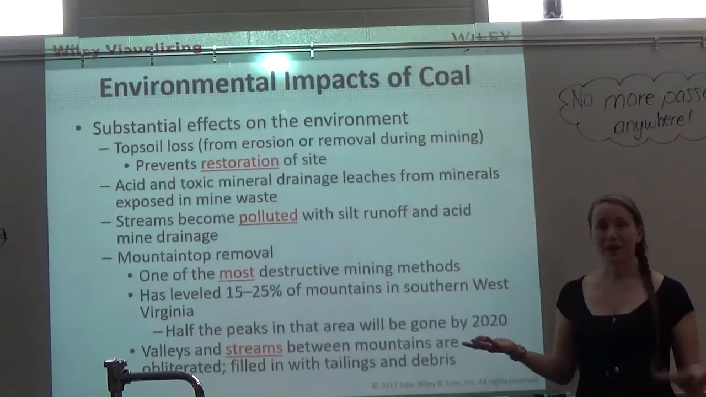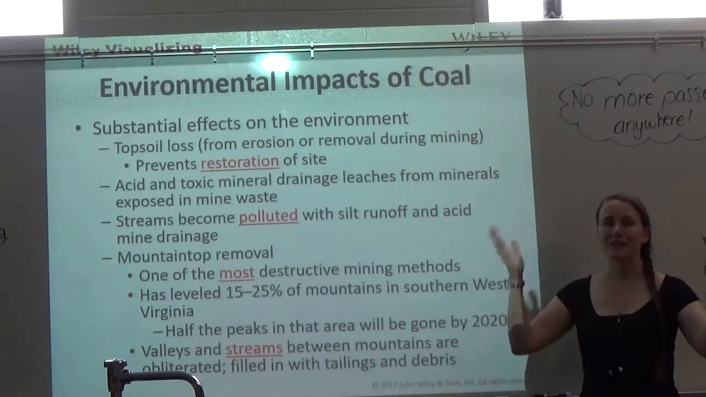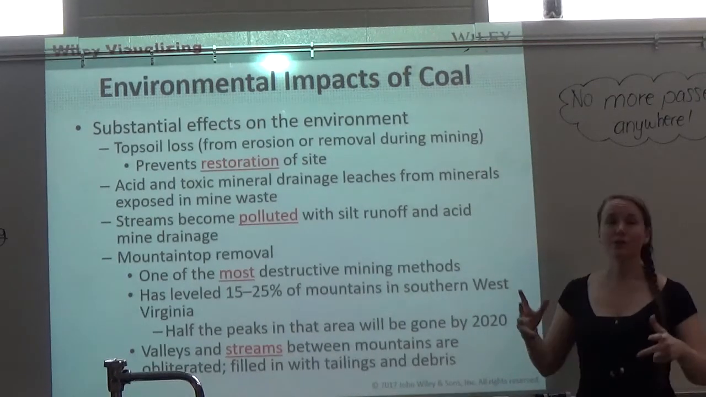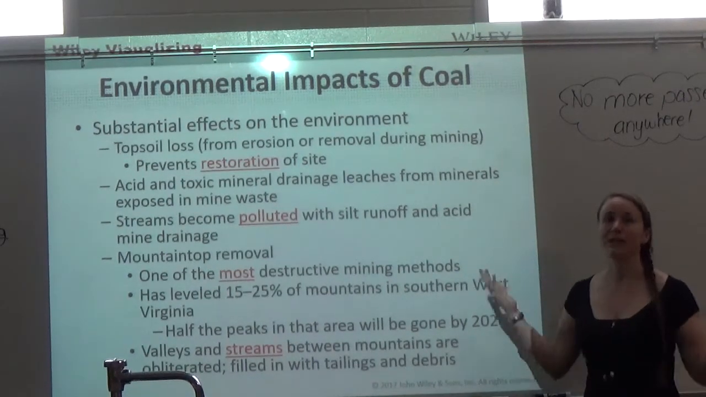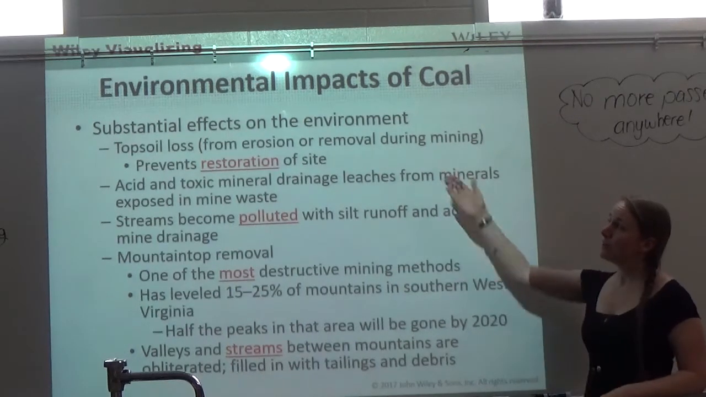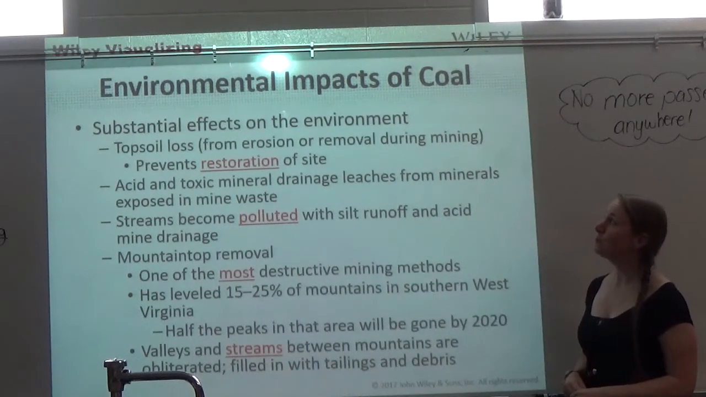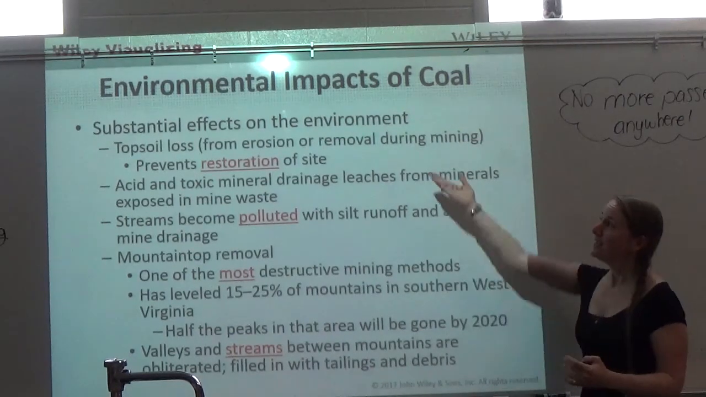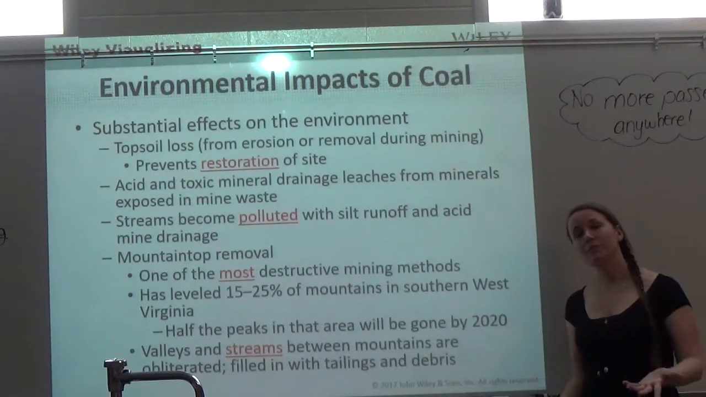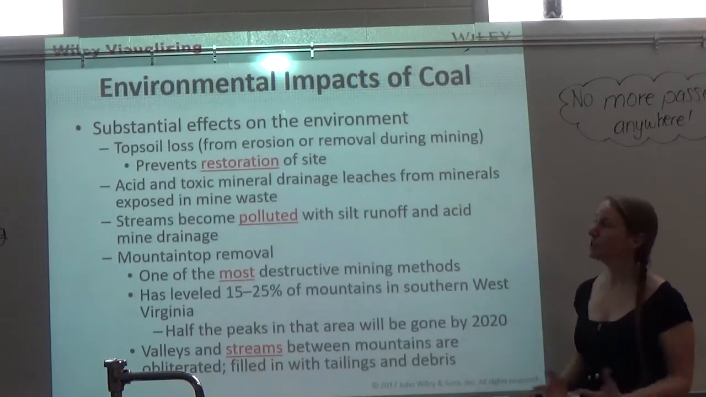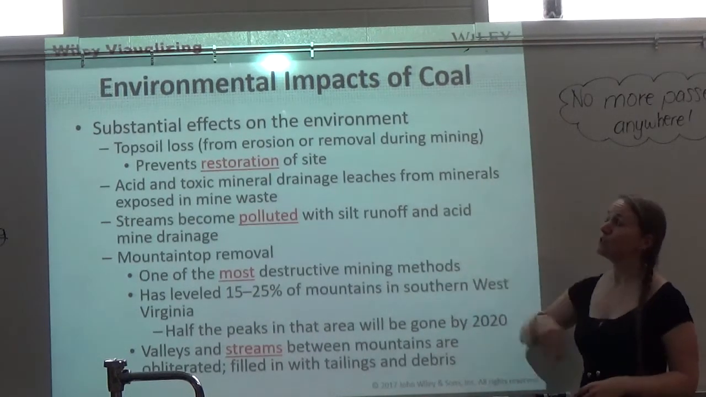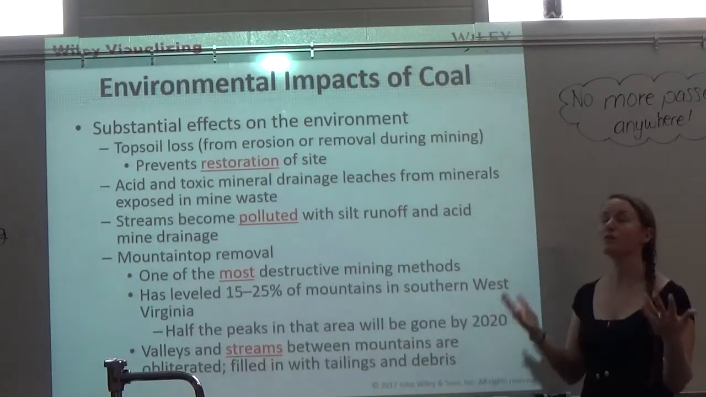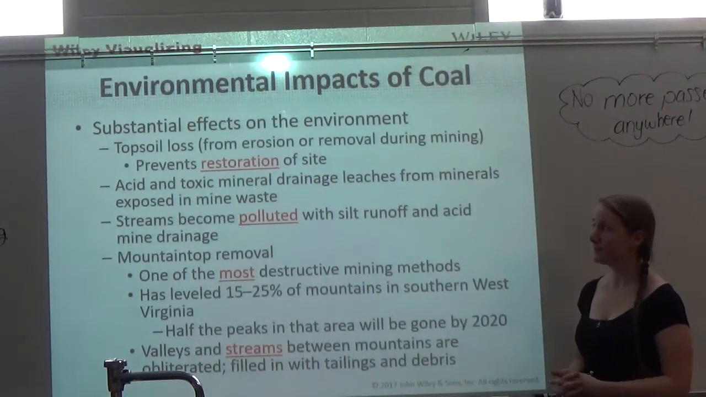So what are some environmental impacts of coal? Oh my gosh, there's a lot. So, substantial effects on the environment. Coal is one of the worst fossil fuels we can use, but yet we love to use it. So it has topsoil loss from erosion or removal during mining. So again, that land that we mess up when we mine, it ruins the soil. And so of course then plants can't regrow there and succession can't happen as well. So it prevents the restoration of the site. So again, like I said, succession can't happen. Plants can't grow if the soil doesn't have enough nutrients.